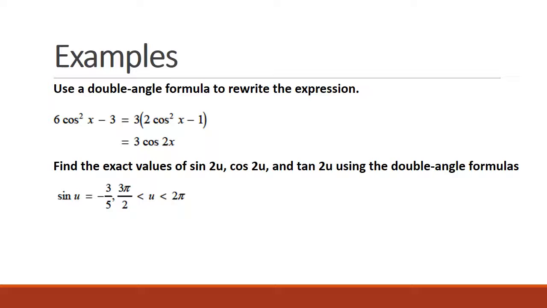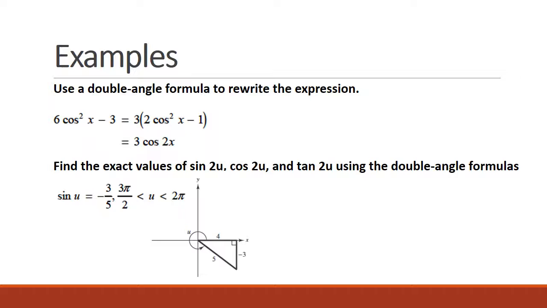Now they want us to find the exact values of sine of 2u, cosine 2u, and tangent of 2u. We know the sine of u. We need to find anything else we need for the formula. So you're going to use the sine of 2u formula. And so the first thing that we're going to do is we're going to draw a triangle.